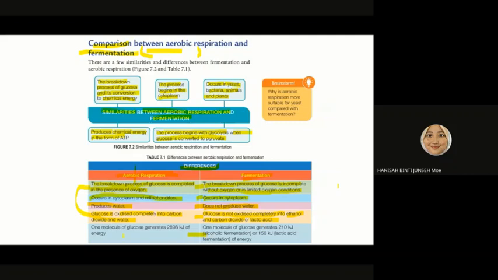Okay, the last difference is one molecule of glucose can generate 2,898 kilojoule. Kilojoule is a unit for energy. Okay. While for fermentation, one molecule of glucose generates 210 kilojoule in alcoholic fermentation, while 150 kilojoule in lactic acid fermentation. Okay, so that's all.